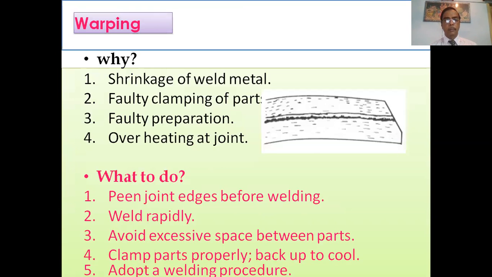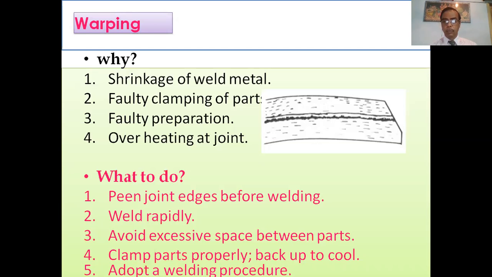Warping. Why? Shrinkage of weld metal, faulty clamping of parts, faulty preparation, overheating at joints. So these are the causes of warping. What to do? Pin the joint edge before welding. Weld rapidly. Avoid excessive space between parts. Clamp parts properly.